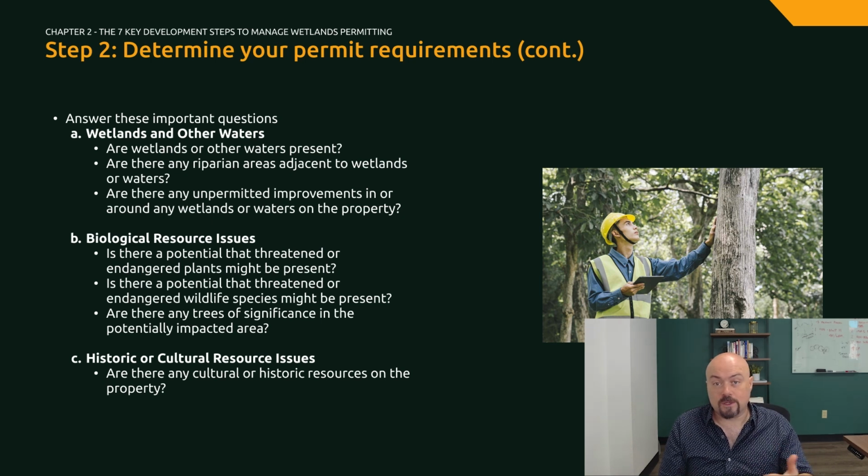Are wetlands or other waters present? Are there any riparian areas adjacent to wetlands or waters on your property? Are there any unpermitted improvements in or around any wetlands or waters on your property? Is there a potential that threatened or endangered plants might be present? Is there a potential that threatened or endangered wildlife species might be present? Are there any trees of significance in the potentially impacted area? And finally, are there any cultural or historic resources on the property that may be impacted by your project?